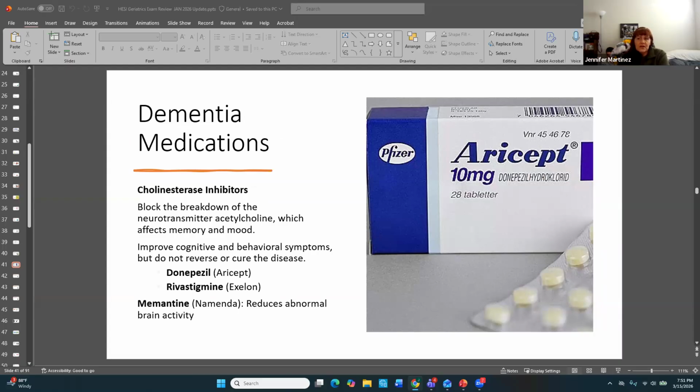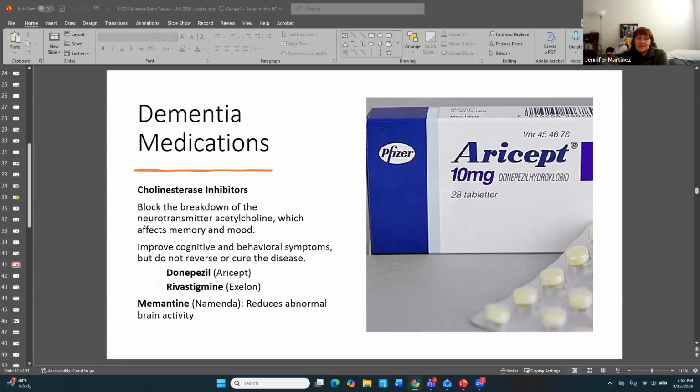So dementia medications, cholinesterase inhibitors. Your cholinesterase inhibitors block the breakdown of the neurotransmitter acetylcholine, which affects mood and memory. And so if we block the cholinesterase, then we don't have the breakdown of acetylcholine. So that means that there's more available for the body to use. Again, they help to improve the cognitive and the behavioral symptoms. They are not a cure. They are not going to reverse anything. Again, they're just to help with the symptoms.